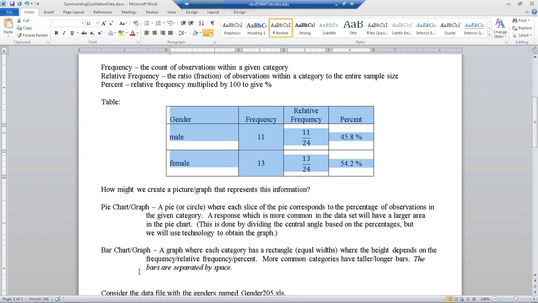But a pie chart is going to take the circle, and the way it does it is, if you remember from geometry, the center angle in a circle is 360 degrees. So what it would do is take 45.8% of 360 degrees. It would draw an angle in the center with that many degrees, and then it would call that the male slice of the pie. The 54.2% of 360 degrees would be the angle measure for the female slice of the pie.